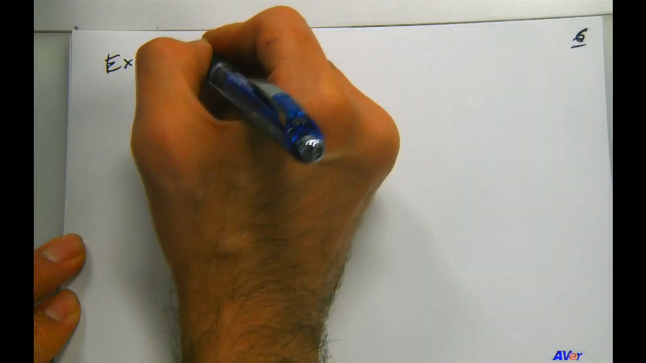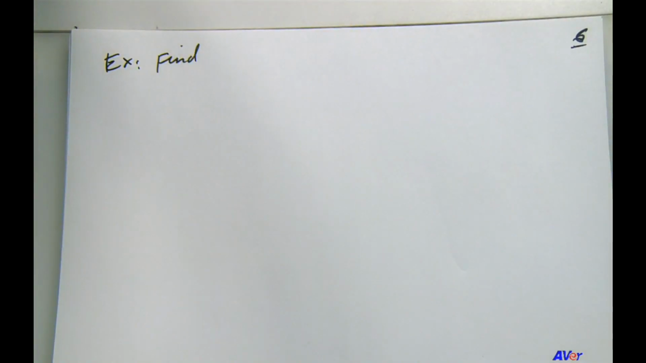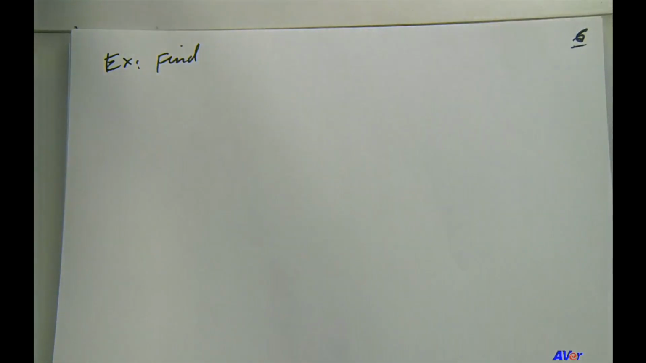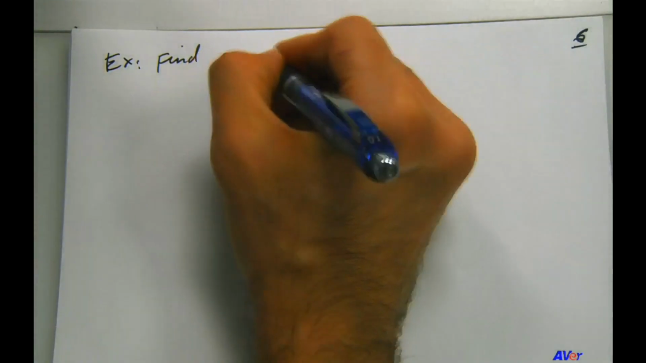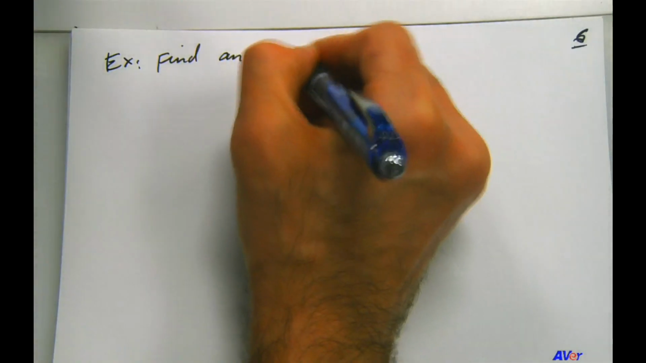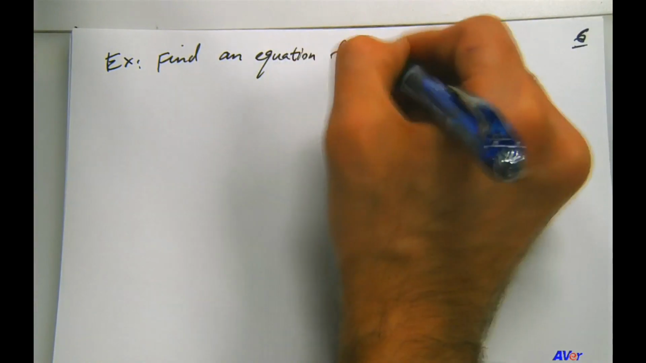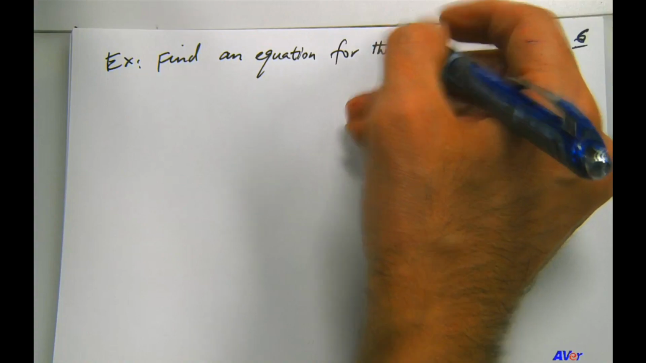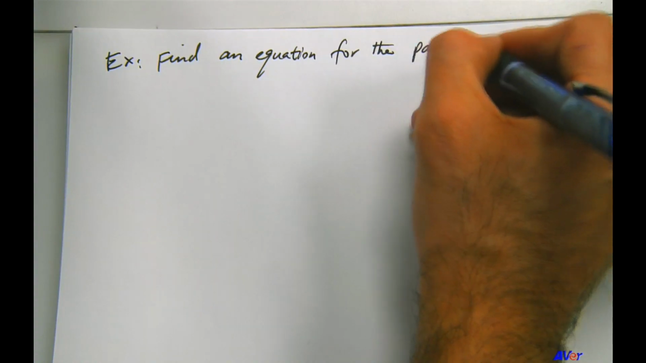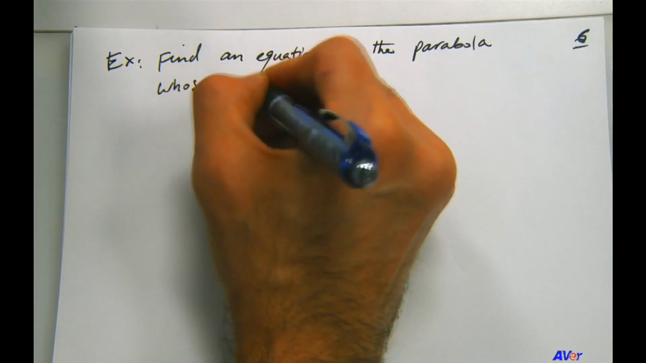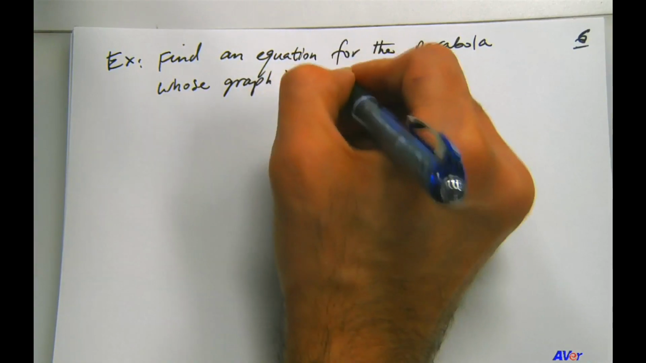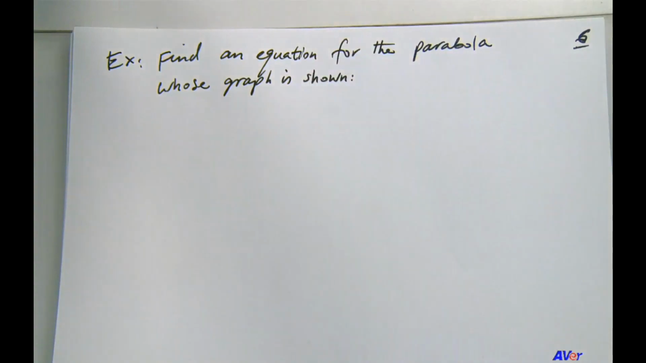Here we want to find, okay, so this is different now. Here they are giving us the graph, and they want us to look at the graph and write down the equation for this parabola. So it says find an equation for the parabola whose graph is shown. And here's the graph.